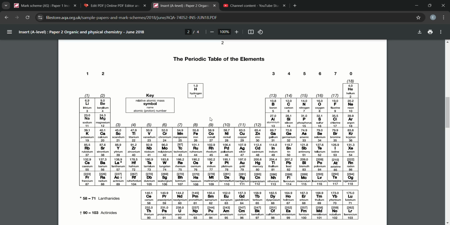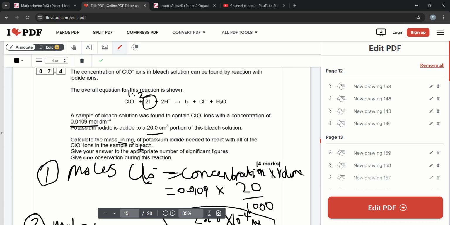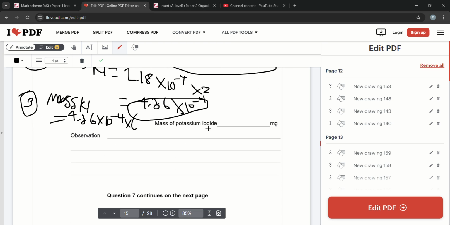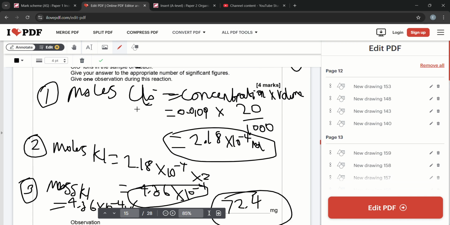I'll get 0.072376 grams, but we want it in milligrams. So to go from grams to milligrams, we need to times by 1000, and to go from milligrams to grams, we need to divide by 1000. But we want to go from grams to milligrams, so we times my value by 1000, and I get 72.4 milligrams.